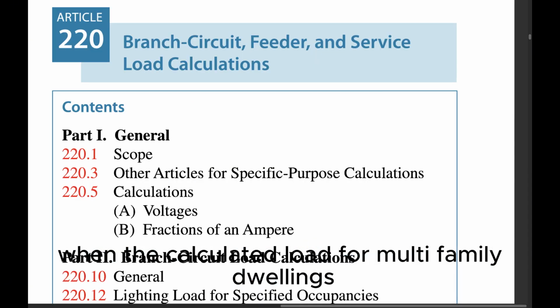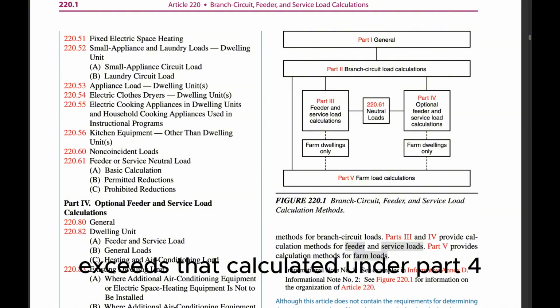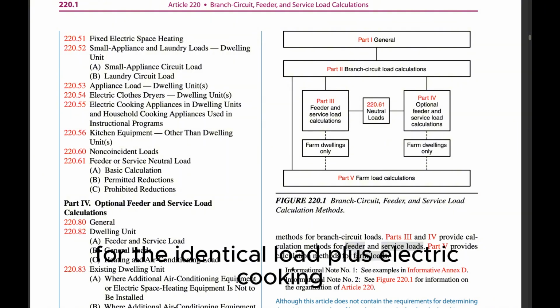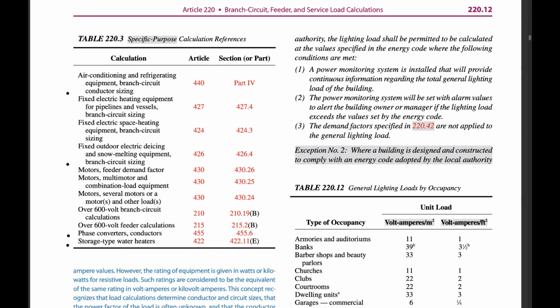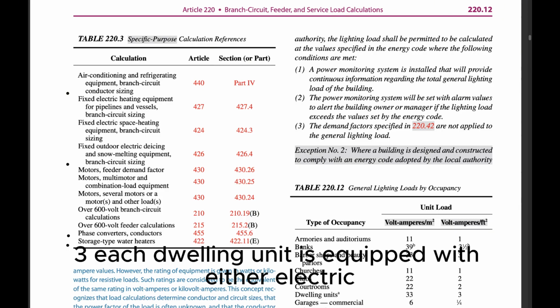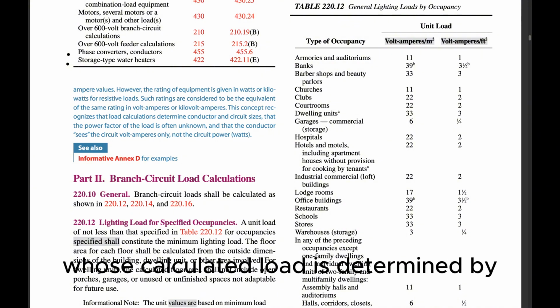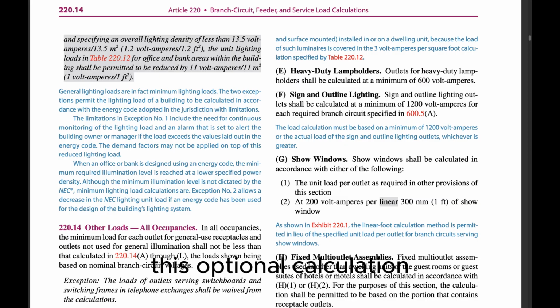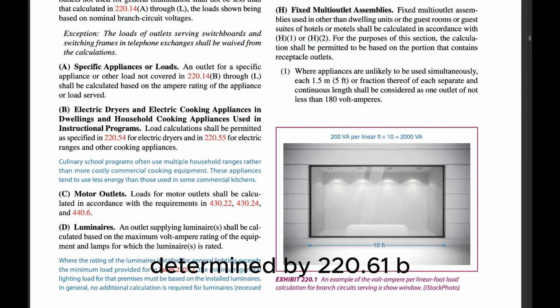Exception: when the calculated load for multi-family dwellings without electric cooking in Part 3 of this article exceeds that calculated under Part 4 for the identical load plus electric cooking based on 8 kilowatts per unit, the lesser of the two loads shall be permitted to be used. 3. Each dwelling unit is equipped with either electric space heating or air conditioning, or both. Feeders and service conductors whose calculated load is determined by this optional calculation shall be permitted to have the neutral load determined by 220.61. B.